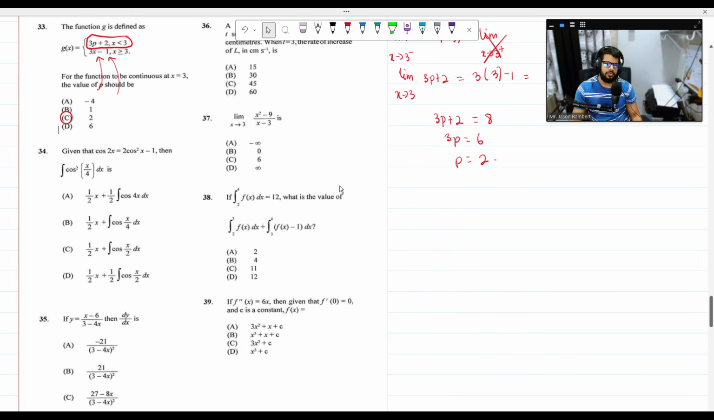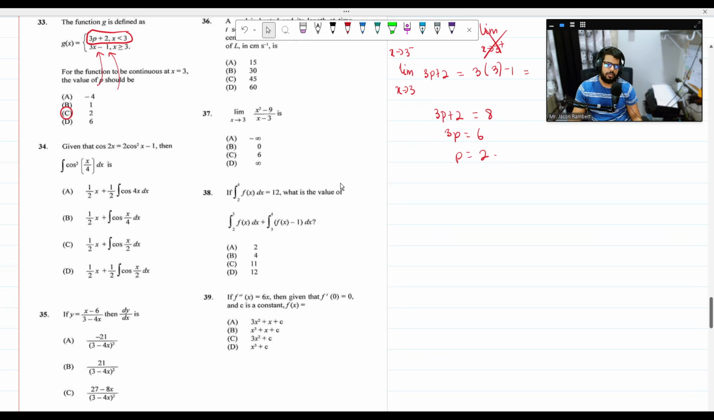Given that cosine 2x is equal to 2 cos squared x minus 1, then cos squared of x on 4. Alright, so all I'm going to do, instead of x, I change how x looks. I'm going to put x is equal to x over 4. So I'm going to let x be x over 4. I'm going to get cosine of 2 into x over 4 is equal to 2 cos squared x over 4 minus 1.